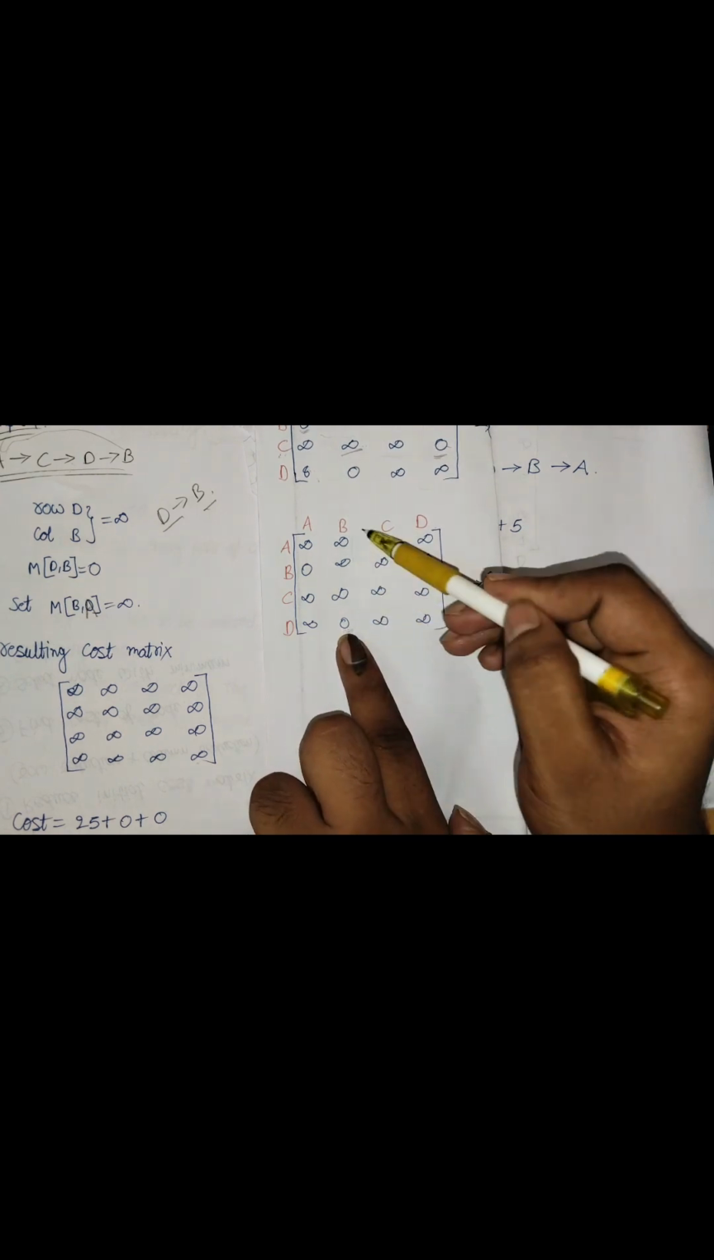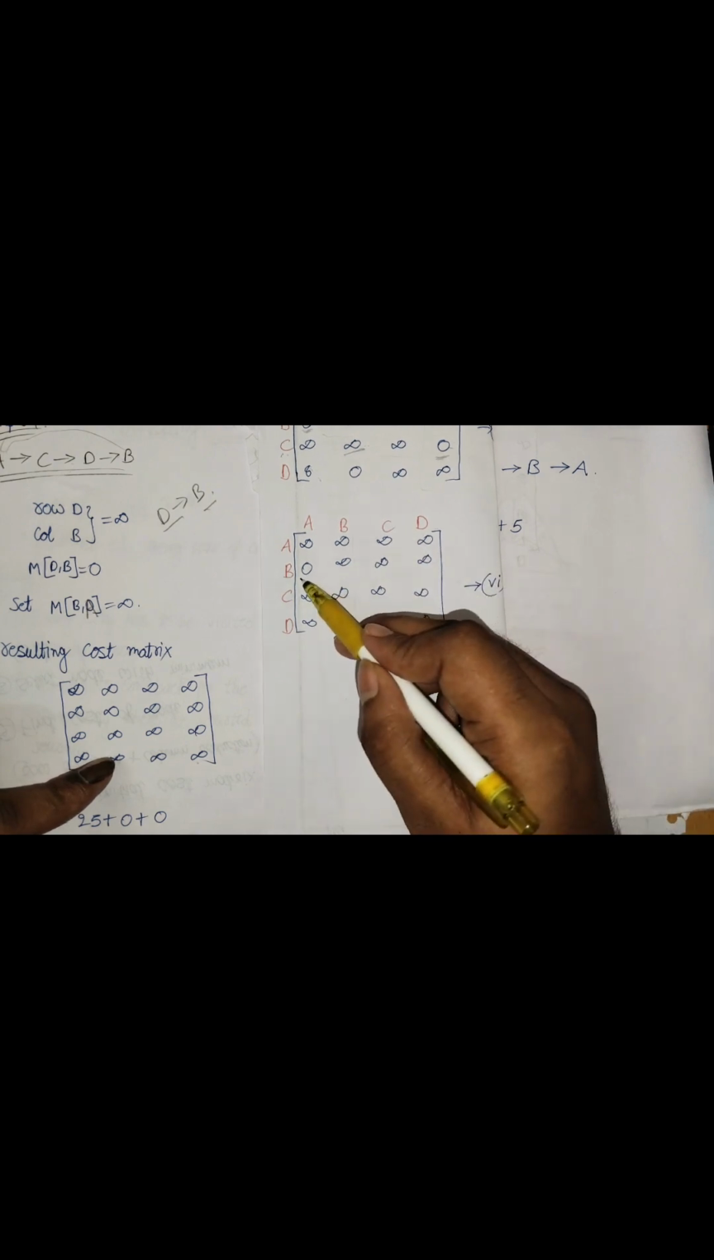Okay, D comma B equals 0. Now the resultant cost matrix after replacing: replacing row D means this one, you have to replace all of row D with infinity, and column B is this one, you have to replace all of column B with infinity. Fine. Then element B comma A should be replaced with infinity. B comma A element is this. This has been replaced with infinity. So this is the cost matrix.